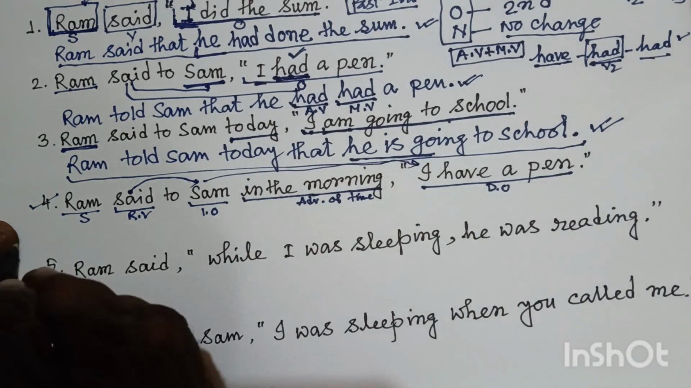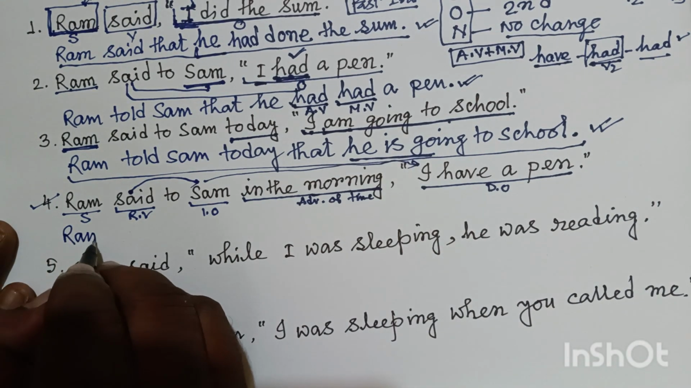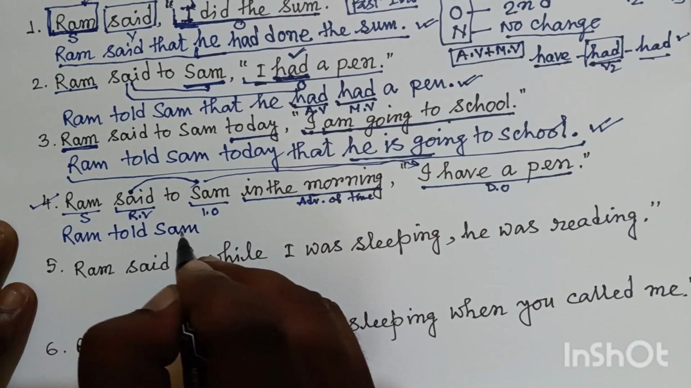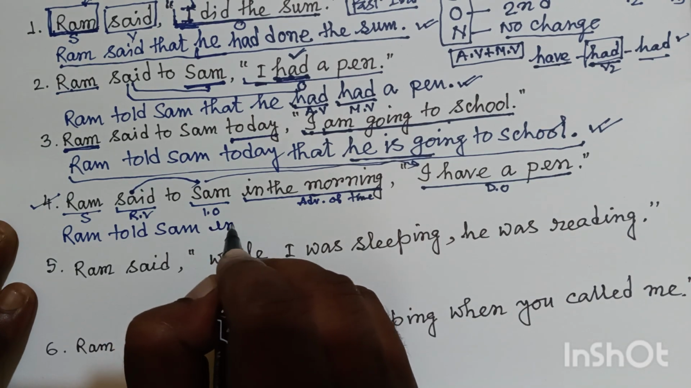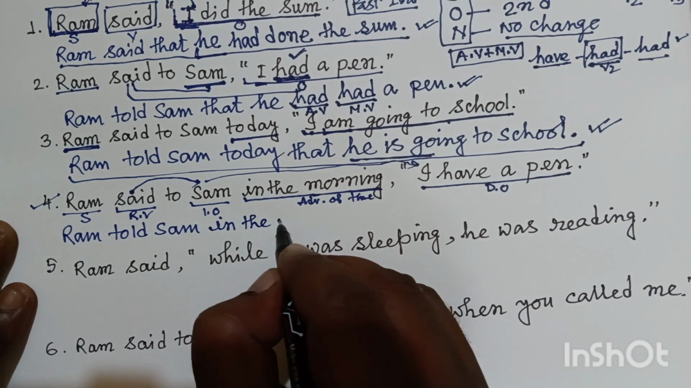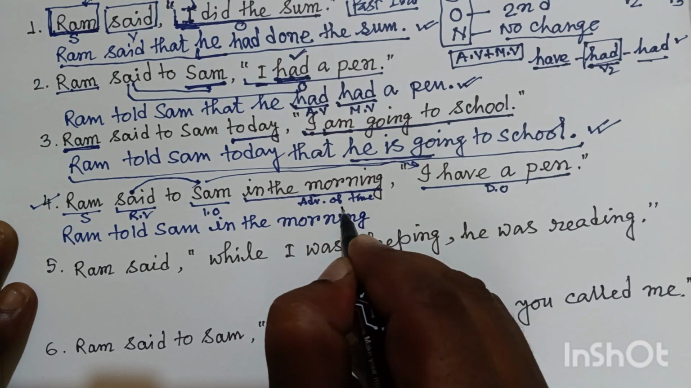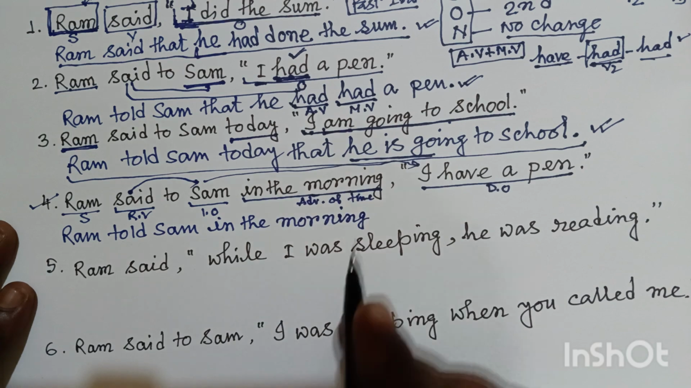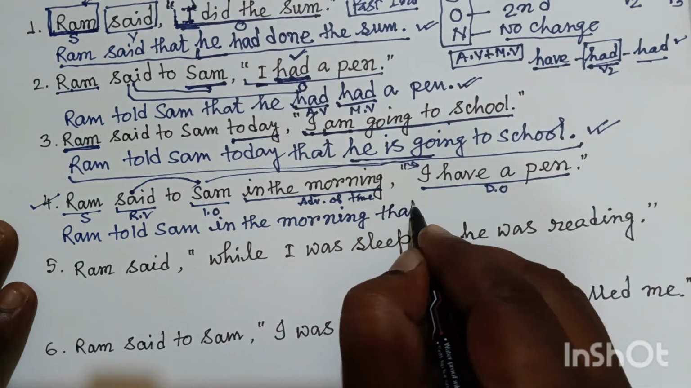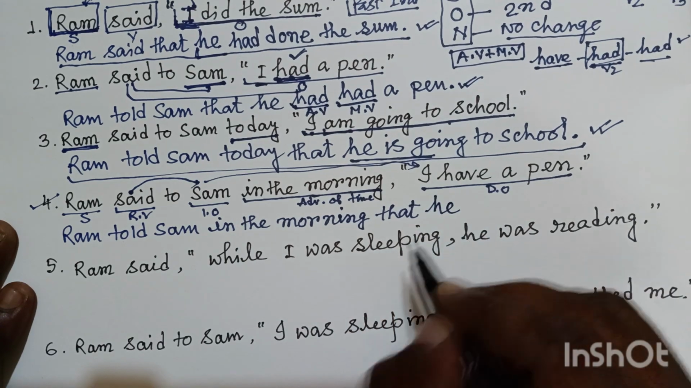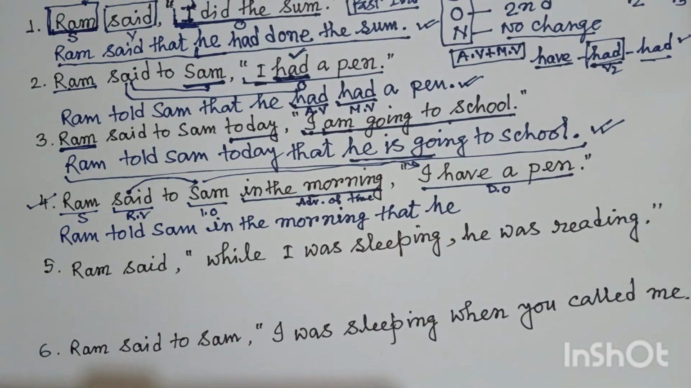So we have to use "told." So we write down, "Ram told Sam." In the morning, we cannot change it. In the morning. My dear friends, after that we have to write down "that." Then "I" will become "he." Now you have to understand the time of action and the reporting time.